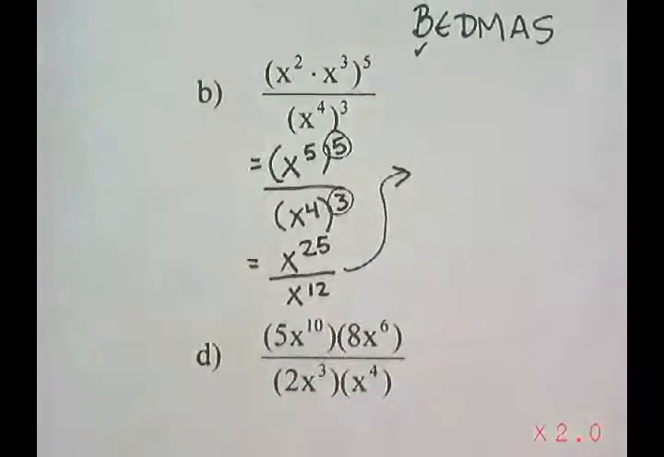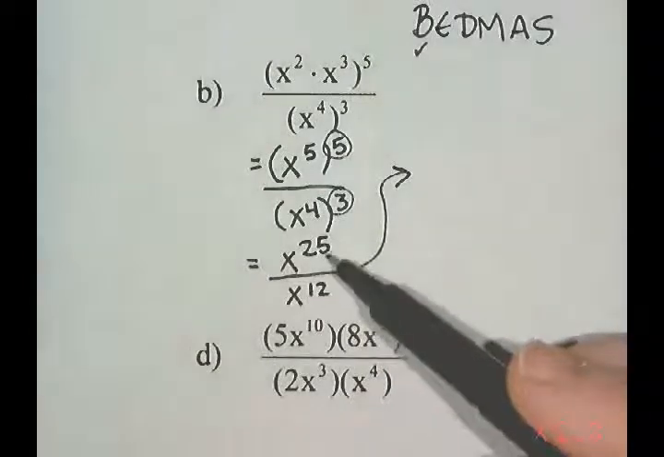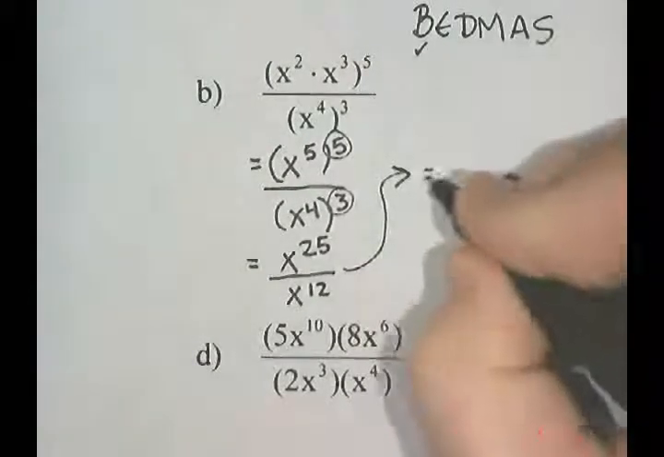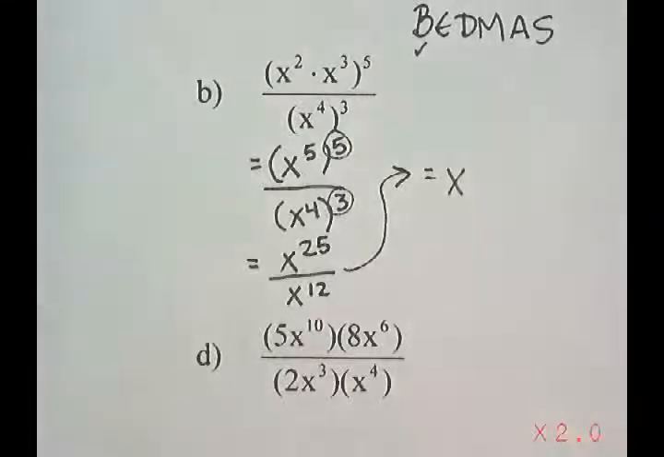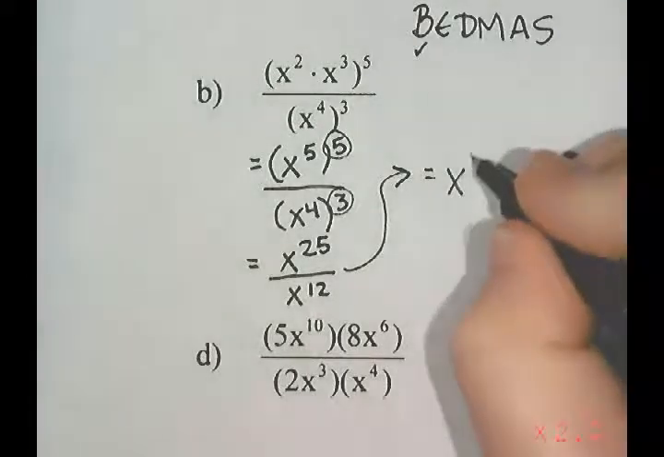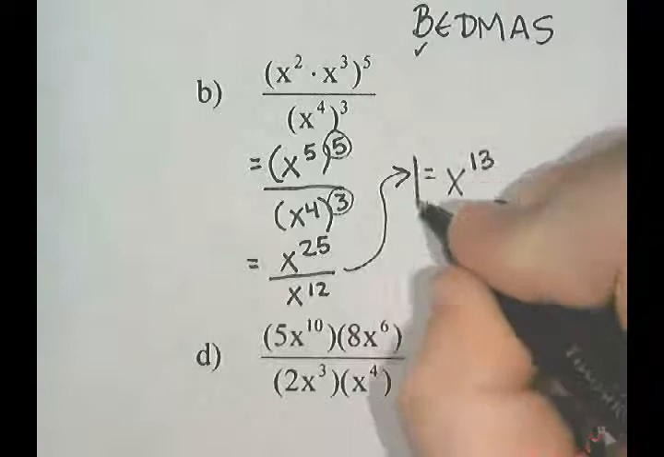And then our final step, we divide. In our rule for division, if the bases are the same, which they are, you leave the base alone and you subtract the exponents. So 25 take away 12 is 13.